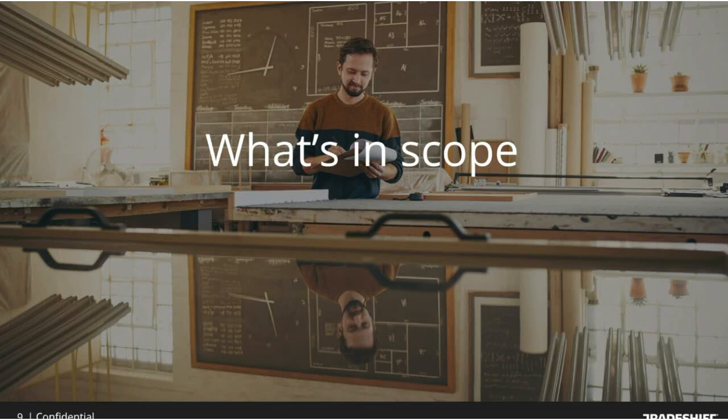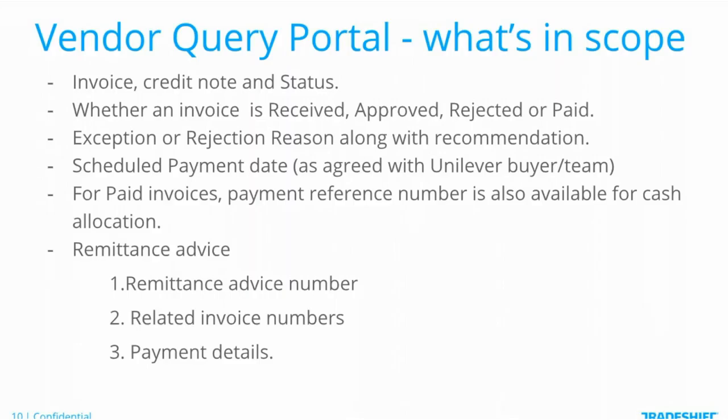Now I'll provide you with a quick summary of what is in scope for the vendor query portal. Unilever will forward invoice, credit notes, and additional statuses related to these documents. You'll be informed about whether an invoice is received, approved, rejected, or paid. You'll have an exception or rejection reason, along with a recommendation provided by Unilever about what to do next. You'll receive scheduled payment date information, as has been agreed with the Unilever buyer or team. For paid invoices, a payment reference number is also available for cash allocation. And on remittance advices, you receive remittance advice number, the related invoice numbers, and payment details.